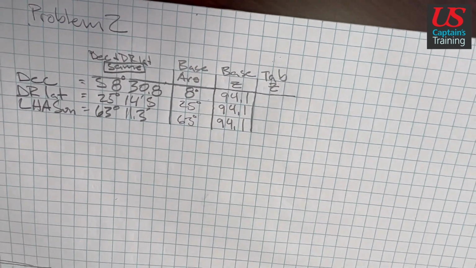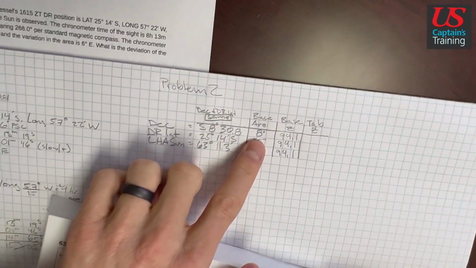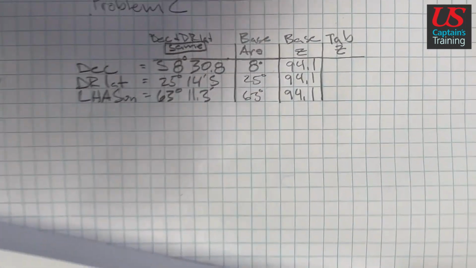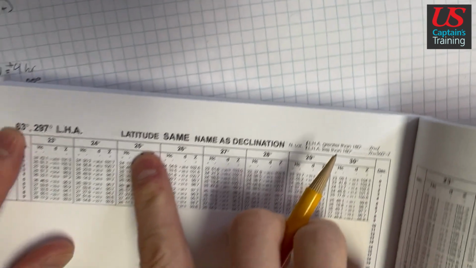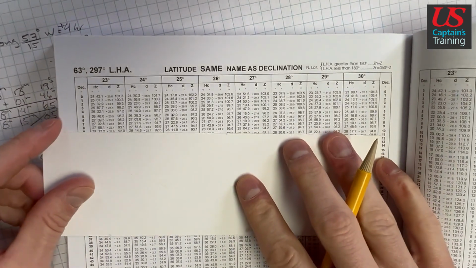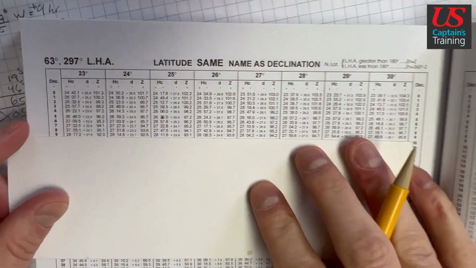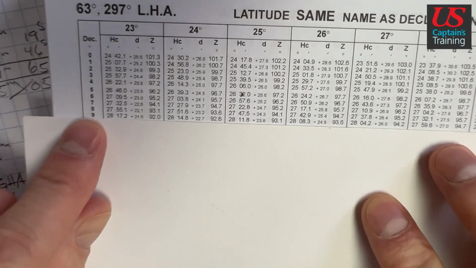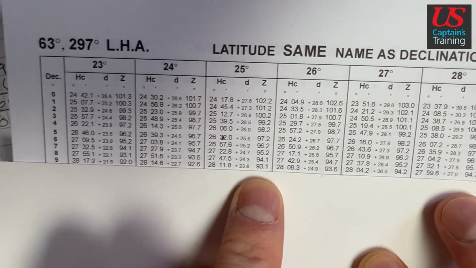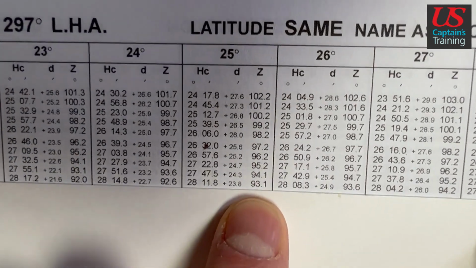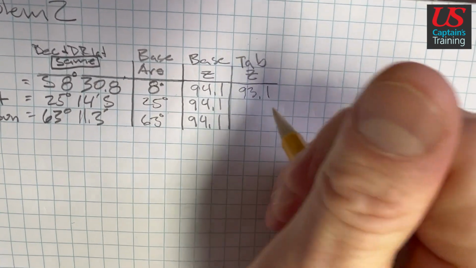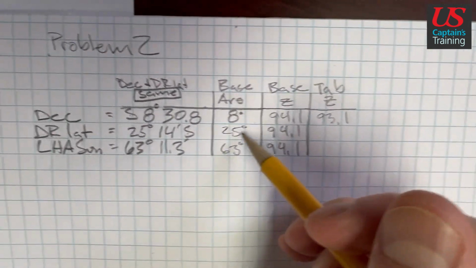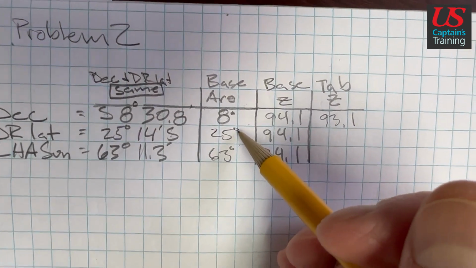So first, it's easiest to bump our declination up by 1, right? So we're 63, same, 25, and instead of 8, we look up 9. So here we are, 9 declination over to 25, Z, 93.1.